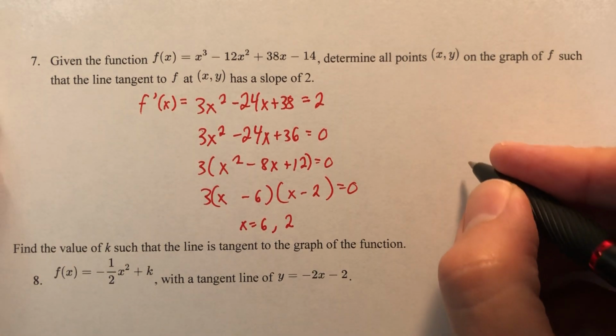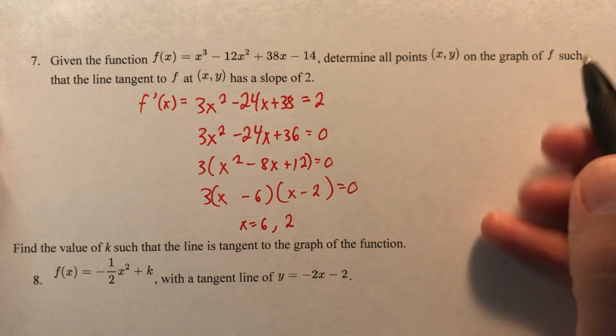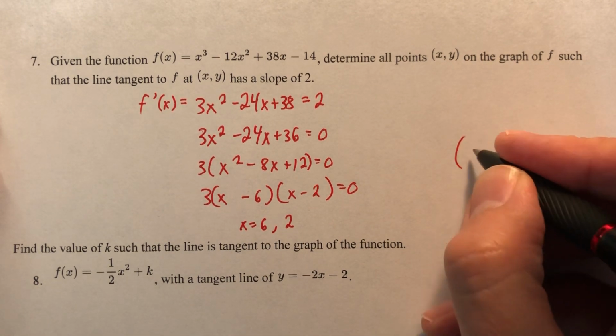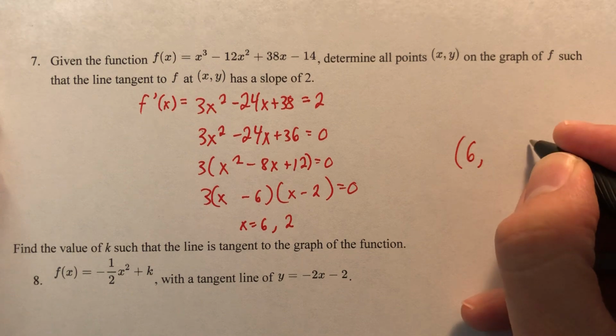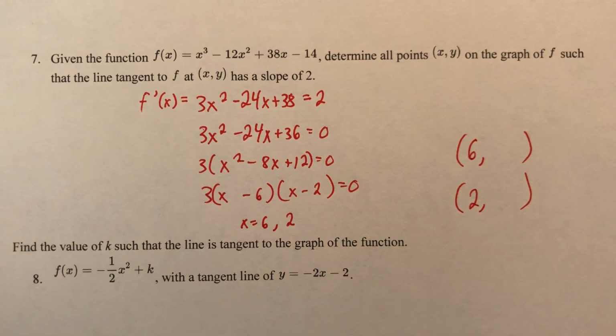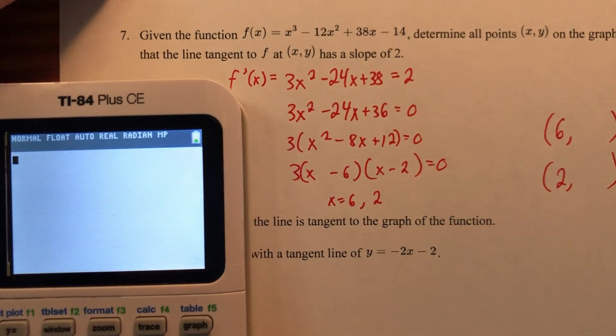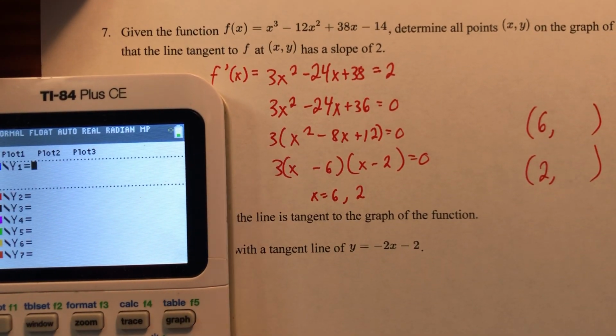My coordinates are points on the graph of f. So what I'm looking for is 6, comma, and then the output from 6. 2, comma, and then the output from 2. And so I think the best way to do this is just to type it in the calculator. Otherwise, we're just doing a whole bunch of extra stuff that may not be necessary.